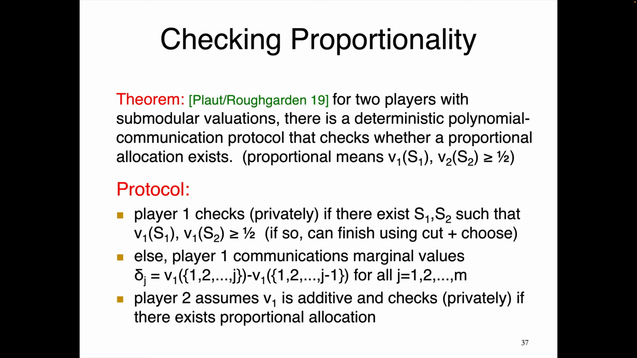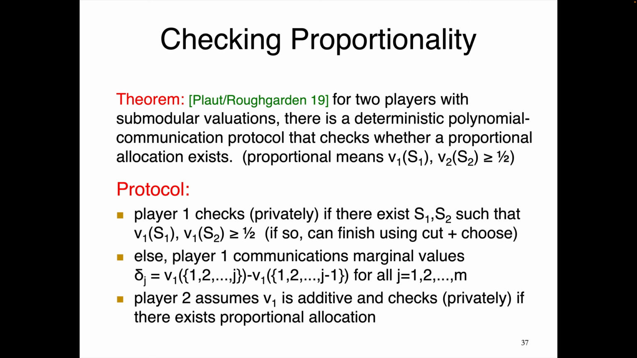So Bob gets these m numbers and thinks, well, I know these marginal values of Alice's valuation, but I don't know her valuation. Let me just assume that Alice's valuation is additive, with item values exactly these marginal values, these delta j's. If Alice's valuation function really was additive, then these deltas would literally be her values for the different items.